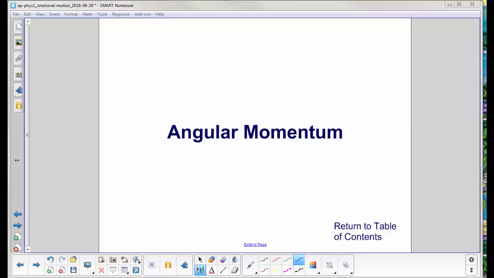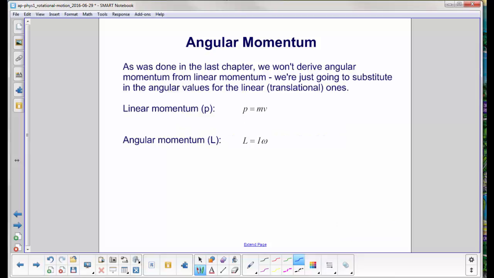We've come to the last chapter in this unit, angular momentum. As we did near the end of the last chapter, we won't derive angular momentum from linear momentum. We're just going to substitute in the angular values for the linear or translational ones. So linear momentum is mass times velocity. So we're just going to take the angular equivalents and we will call angular momentum I omega.